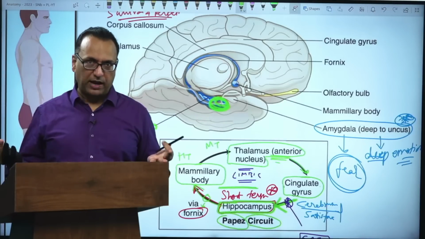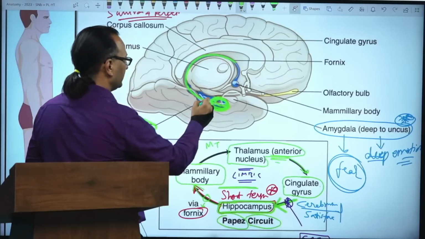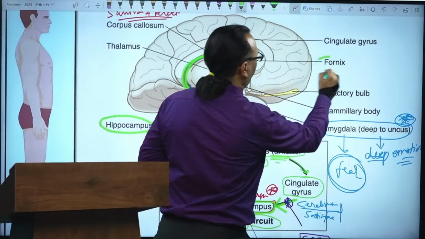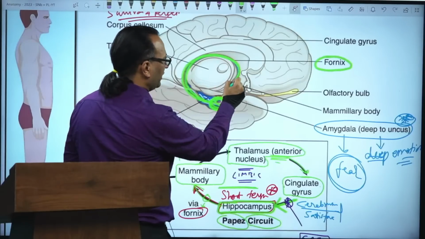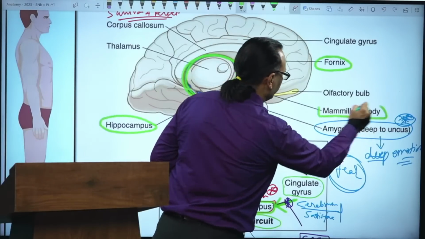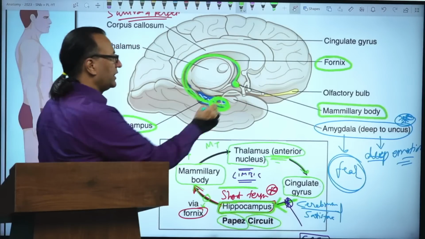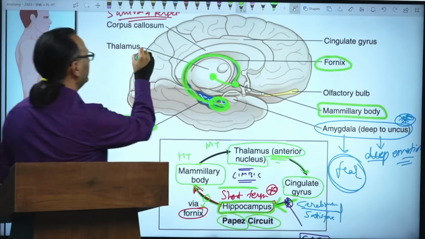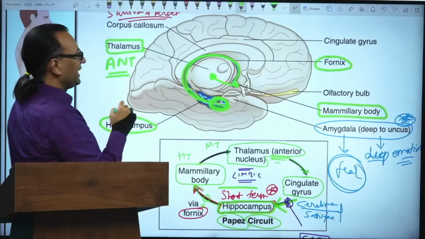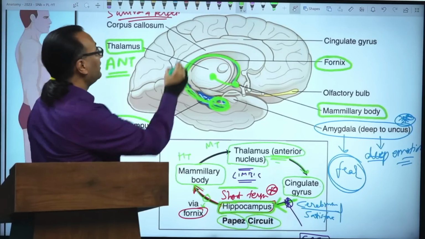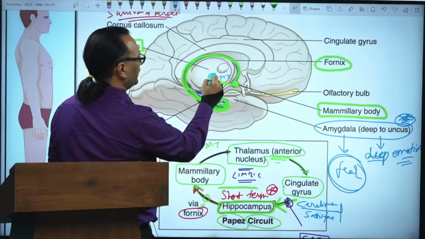Okay, then from hippocampus, where does it go? From hippocampus, it will go via fornix. This is fornix. Via fornix, where is it going? It's a projection fiber. It will project to hypothalamus, the mammillary body. And from hypothalamus, where will it go? Mammillothalamic tract. This is thalamus. In thalamus also, anterior nucleus of thalamus. So this is the mammillothalamic tract going to the anterior nucleus of thalamus.